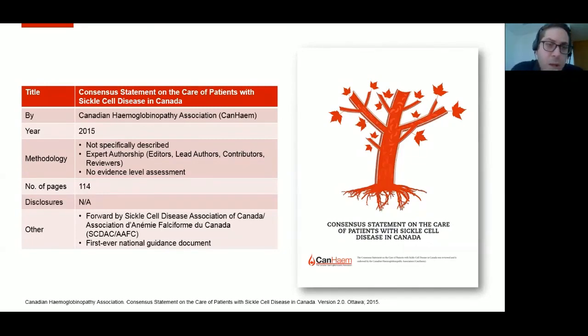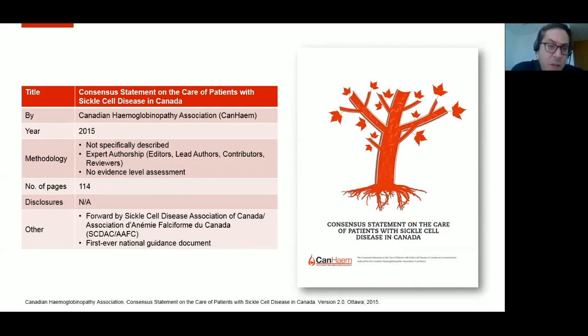So I will be looking into the methodology of the development of the guidelines, the number of pages, just to give a sense of its size and depth, and if there were any disclosures, because usually that's one of the criteria looked at when analyzing or assessing guidelines: whether disclosures about the authors or about the development of the guidelines were also mentioned.